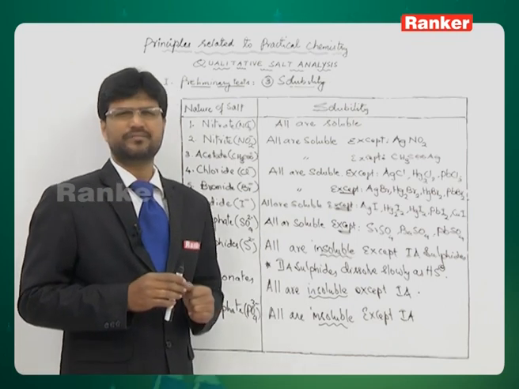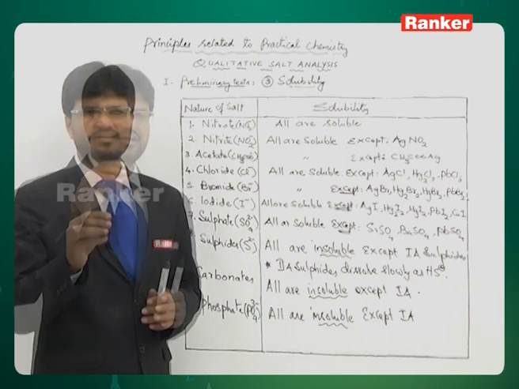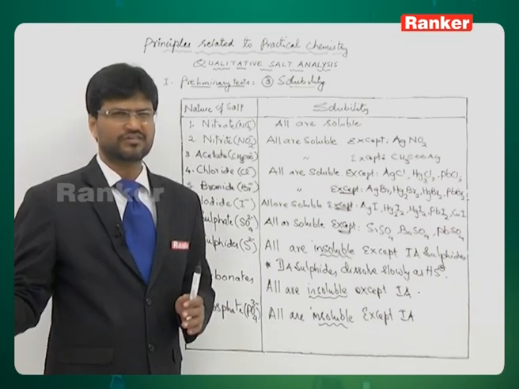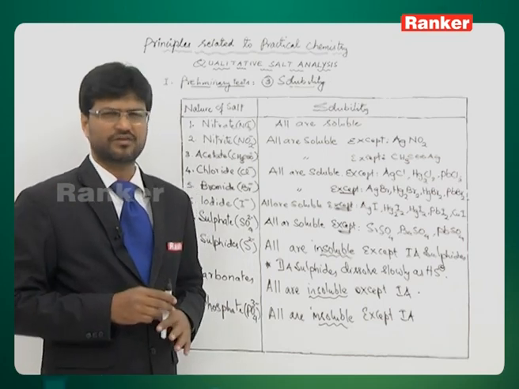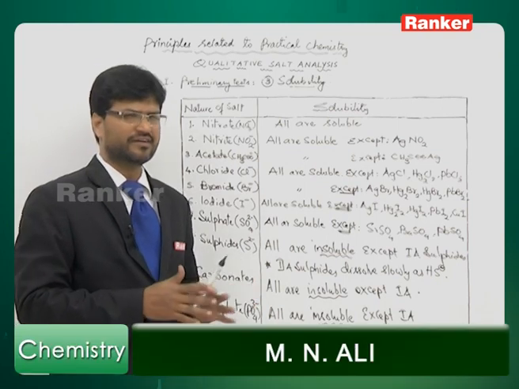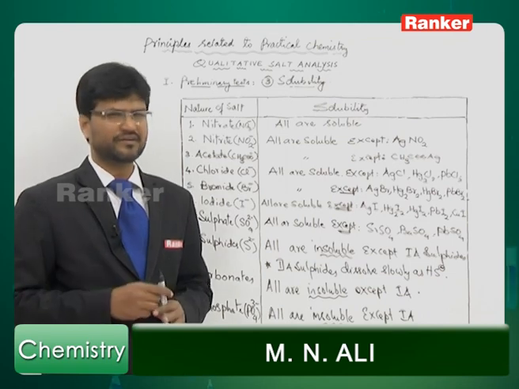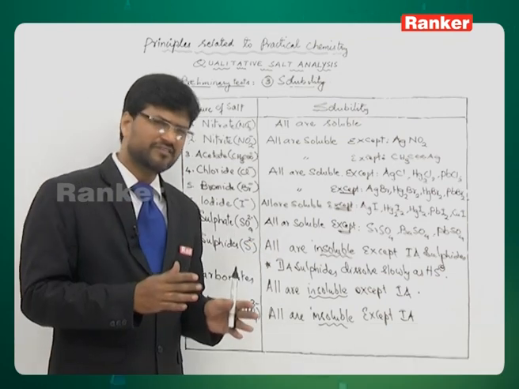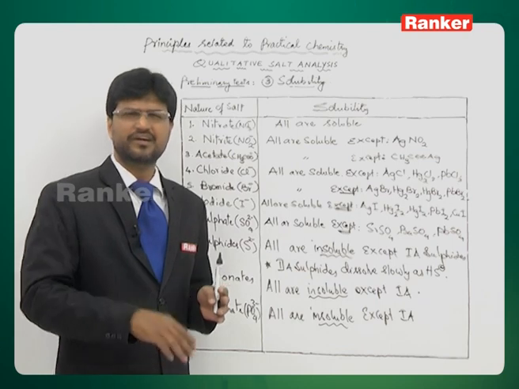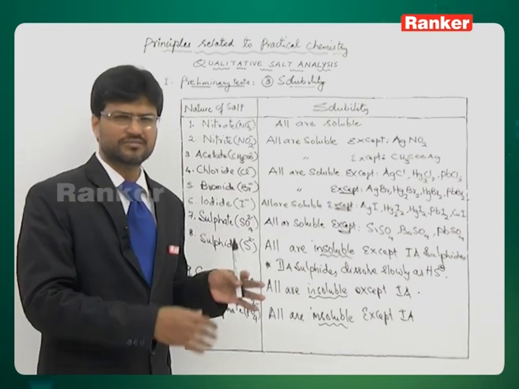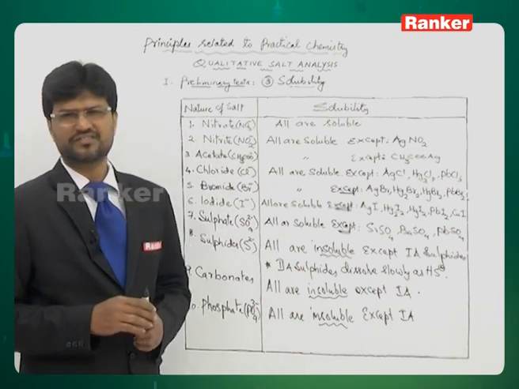You know, in a precipitation reaction, the simple logic is a more soluble salt will give a less soluble salt. So it's very important to have an idea about solubility of salt so that you can decide the feasibility of a reaction. The precipitation reaction will be feasible in the direction in which a more soluble salt will transform itself into a less soluble salt.